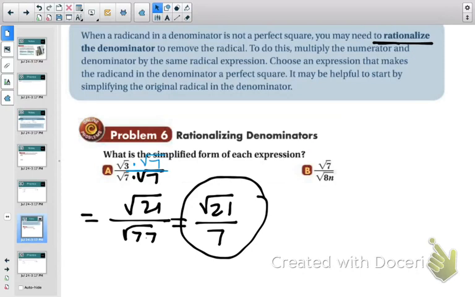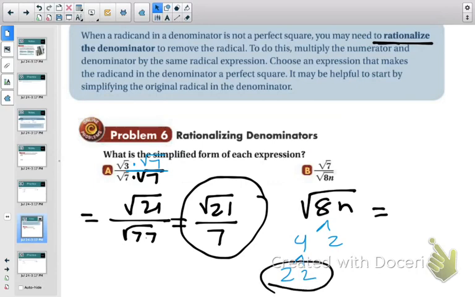So on B, we can rationalize the denominator first, or we can simplify the square root of 8n. Let me rewrite this. If we're just focusing on the bottom right now, the square root of 8n, I can break that down further into 4 and 2. I didn't do this with the 7 because 7's prime, but 8 you can break down a little bit. Notice we have a pair of 2s here, so this 2 comes on the outside, and then this guy's left over. So 2 square root of 2n, we only have one n, so it's got to stay on the inside.